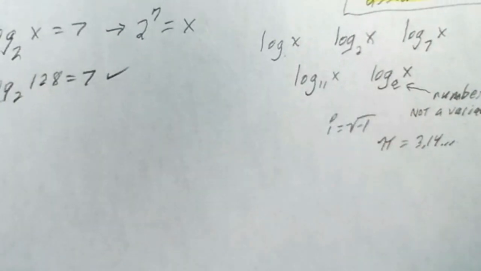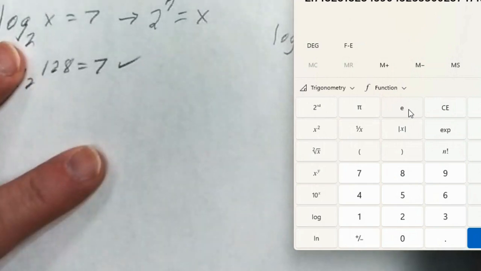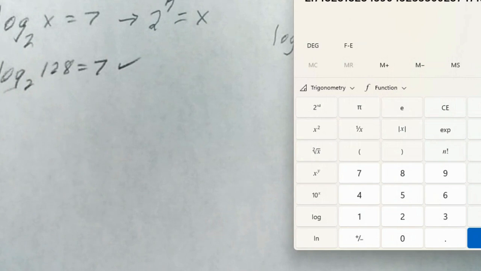What is E equal to? Well, it's on your calculator. You ever see that little E button on your calculator? Because that's a number. And it equals 2.7182818284590. It goes on forever, kind of like pi does. It's very similar to pi in that respect. E is 2.71828, et cetera. E is a number.